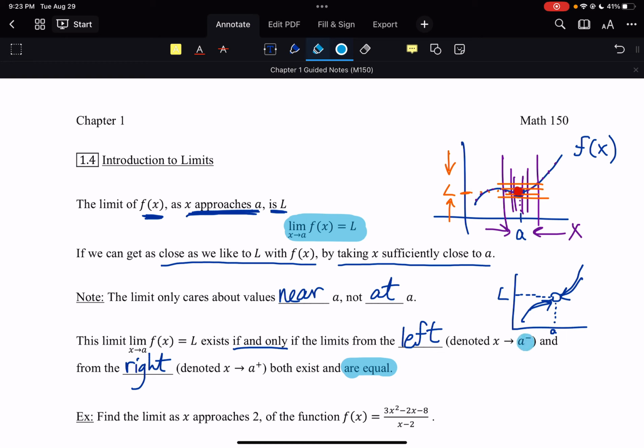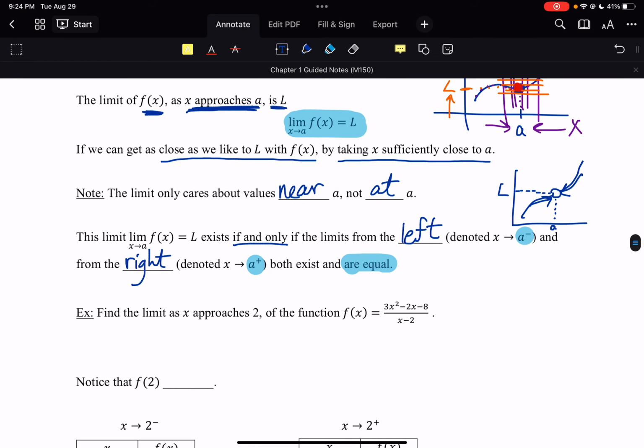The notation we use for the left-hand limit is a, and it looks like it's raised to a power of a negative. That's just a symbol, just a notation. It just means that we're approaching a from the left. And when we approach a from the right, a looks like it's raised to a plus. These left-hand and right-hand limits will tell us if the limit itself actually exists.